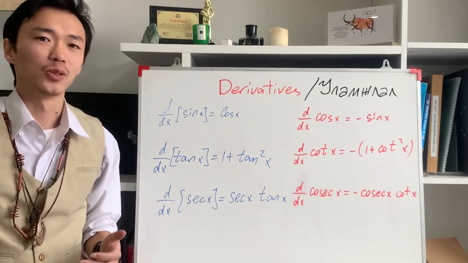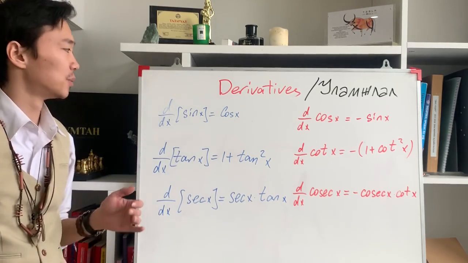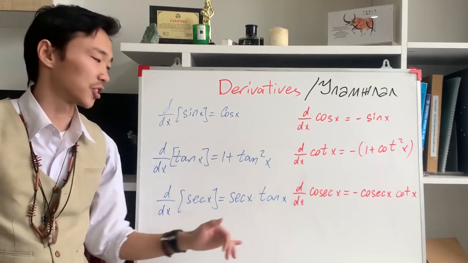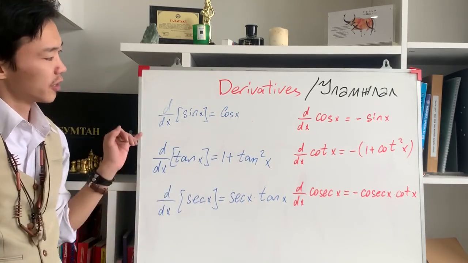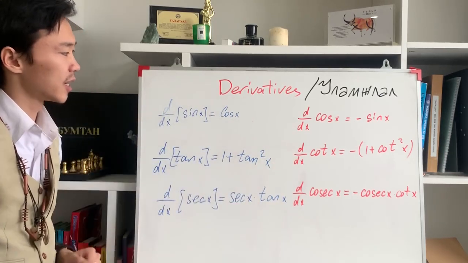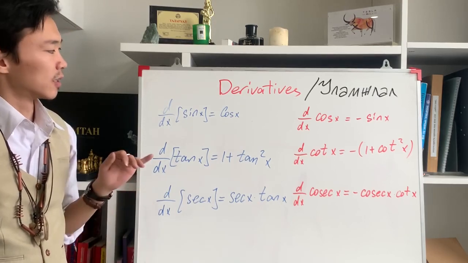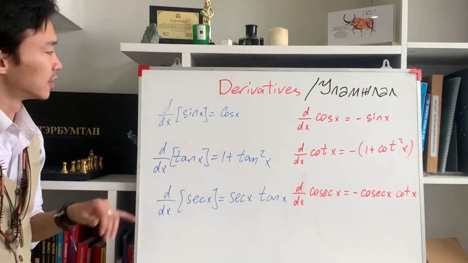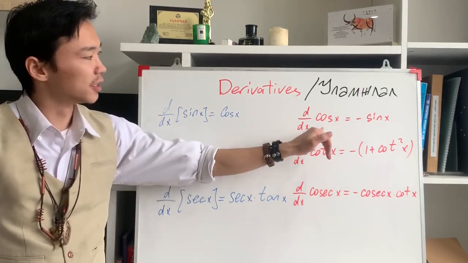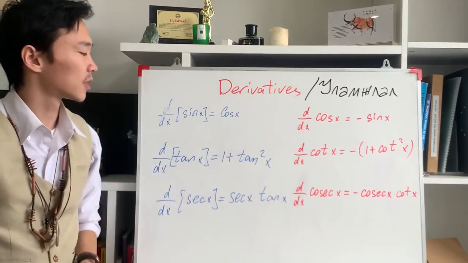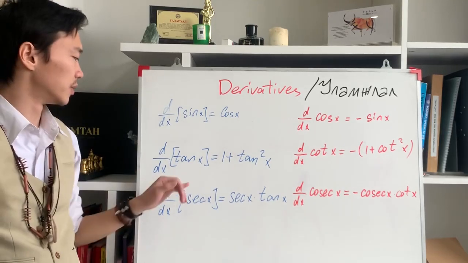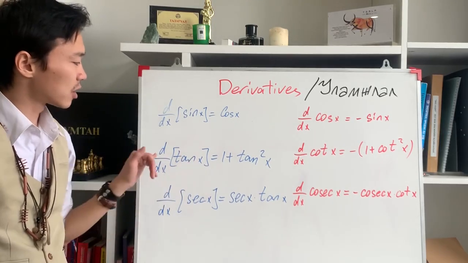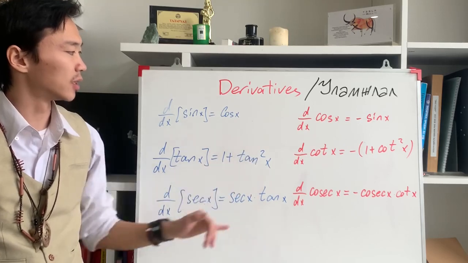Hi guys, today I want to discuss the derivatives of trigonometric functions. So here are some notes that you need to take down. The derivative of sine x is cosine x. The derivative of cosine x is negative sine x. And then you need to know the derivative of tangent x, and that's going to be 1 plus tangent squared.